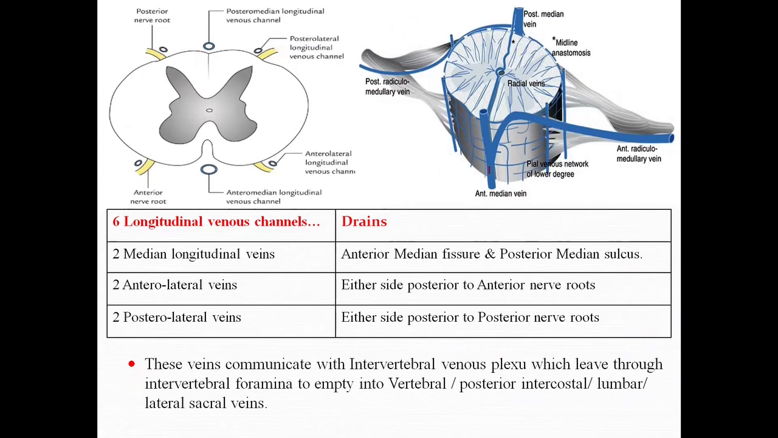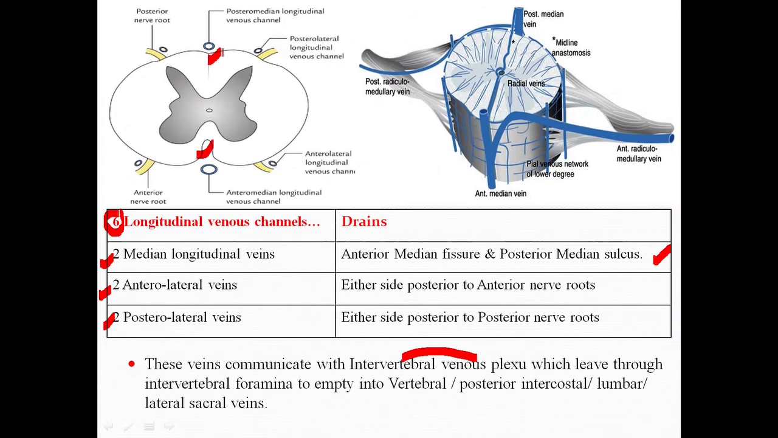Moving on to the venous system, these veins communicate with the intervertebral venous plexus. We have six longitudinal veins: two median longitudinal veins, two anterolateral veins and two posterolateral veins. So two, two and two, in total six longitudinal veins.